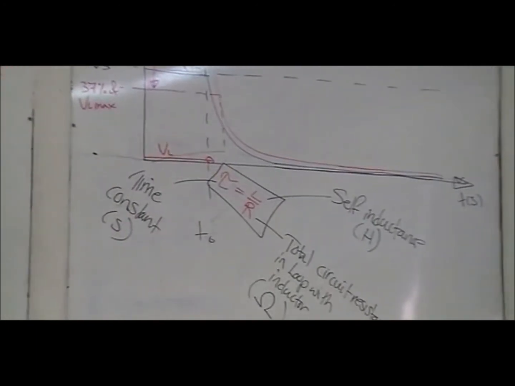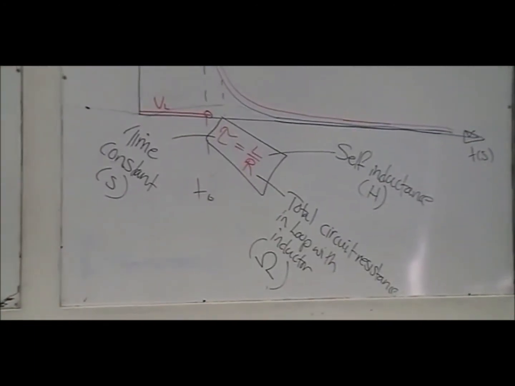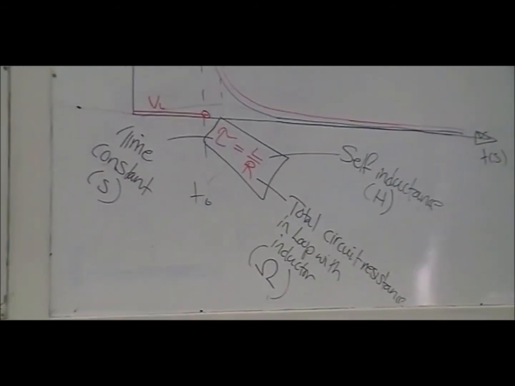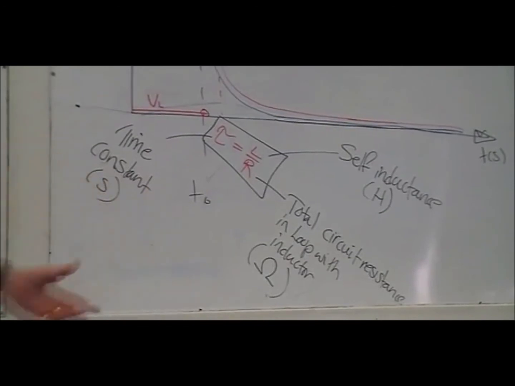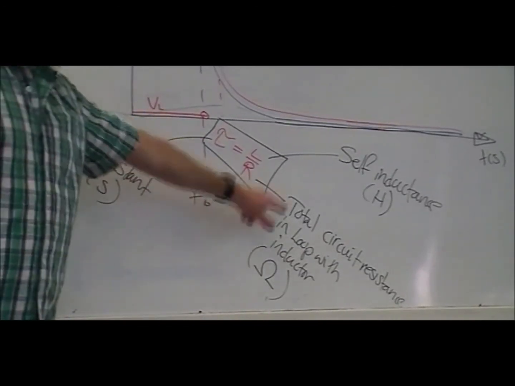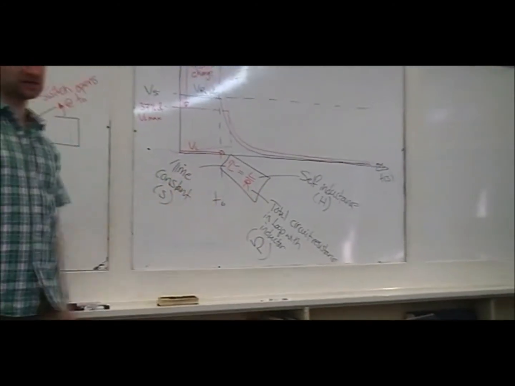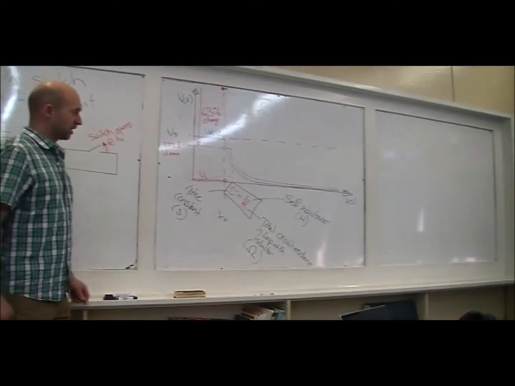Total circuit resistance in the loop with the inductor, in ohms. Obviously, if you have to apply Kirchhoff's laws to solve a circuit problem, you're going to have to apply them with the inductor in place. But just be aware that it's not just the resistance of the resistor, but the total resistance that has to be overcome to make current flow.